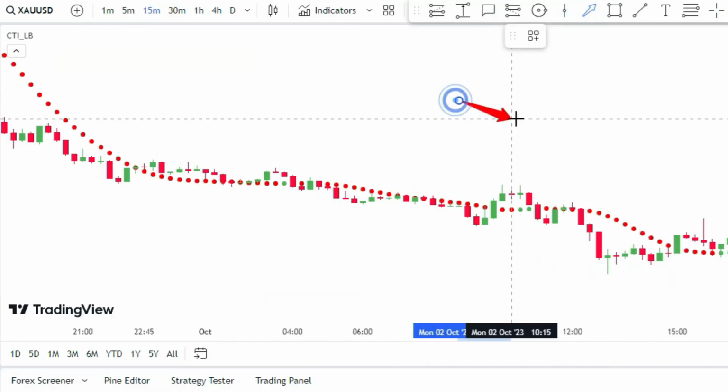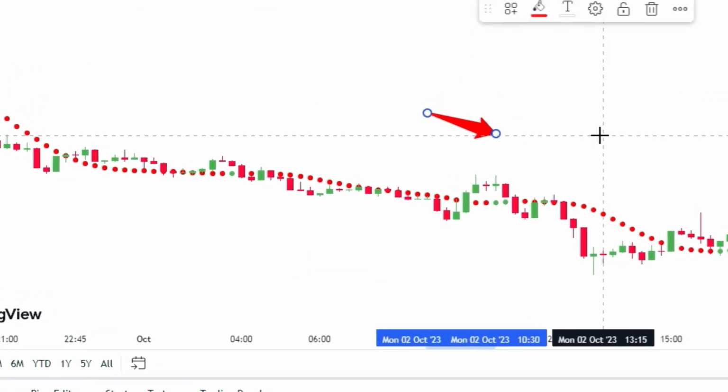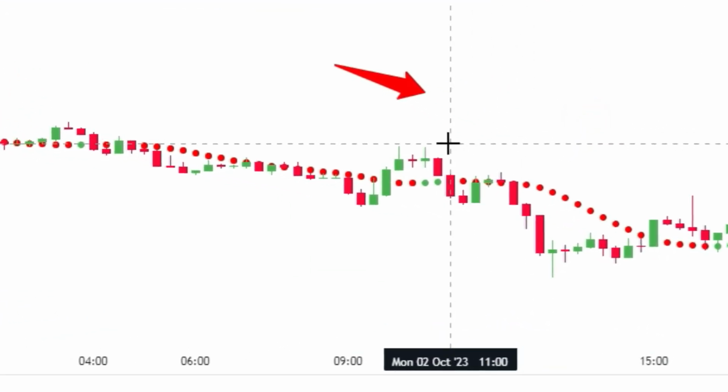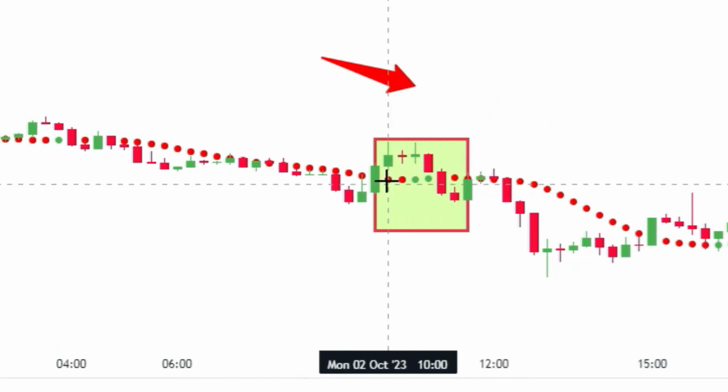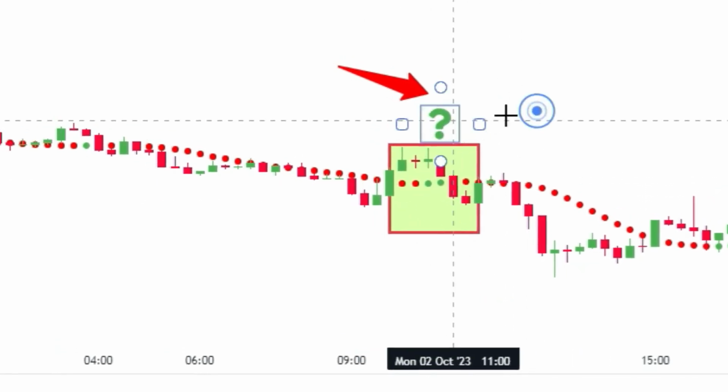But remember, if you choose to depend entirely on this indicator, there might be times when its signals don't align with the main market trend, as you can see in this example.